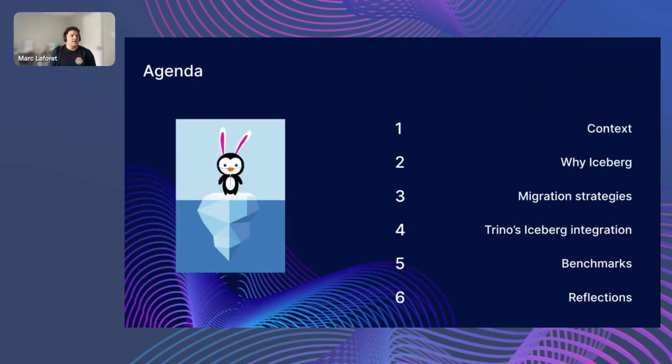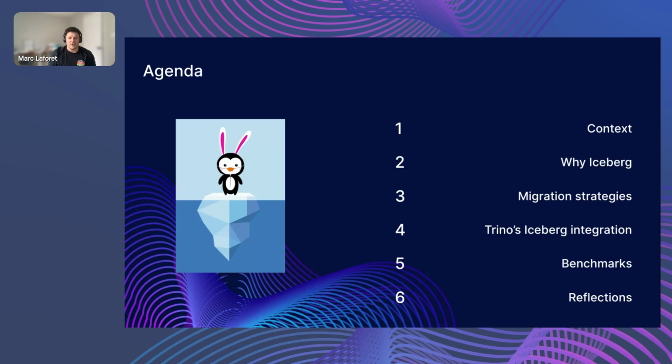So let's go over the agenda. First, I'm going to set up some context of why we wanted to do this. No one in their right mind willingly migrates petabytes of data. It's actually kind of hard to do. So why did we want to do it? How did we get there? Why did we choose Iceberg as what we were going to migrate to?